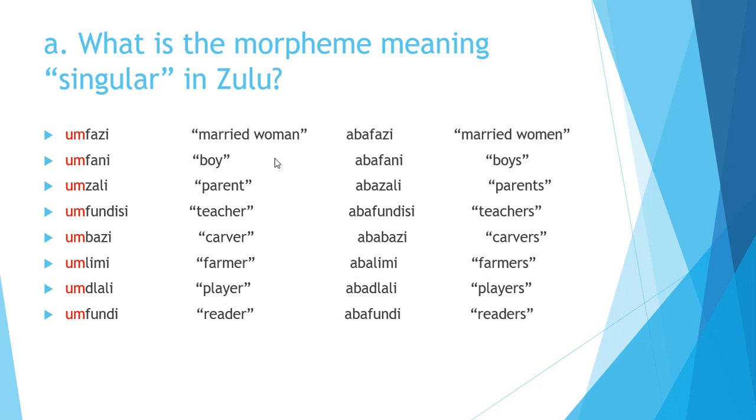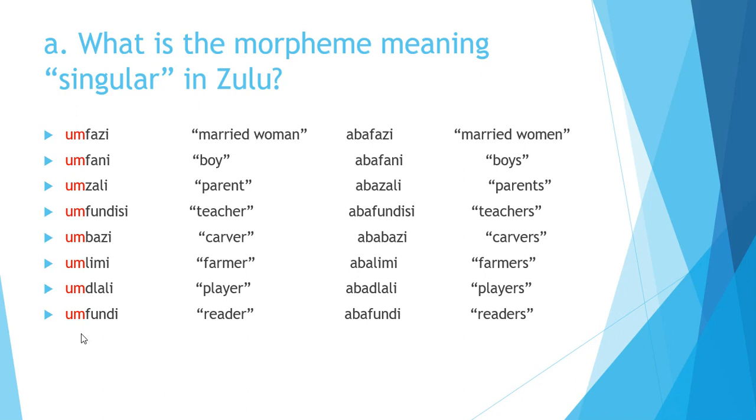So what you have to do here is to look at the list of singular words in English. In this case, this is the list. Married woman is singular, boy, parent, teacher, carver, farmer, player, reader. All of those words are in singular. So that means that there is a morpheme in Zulu meaning singular. Okay, and what is that morpheme? Because all of those words have that morpheme in common.